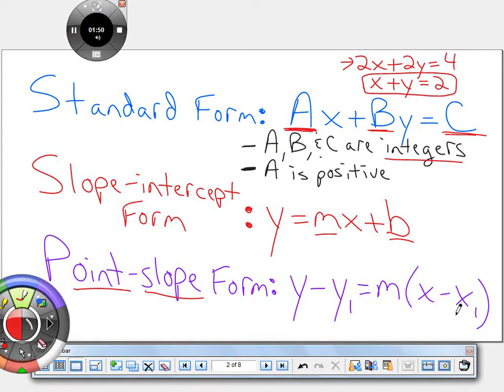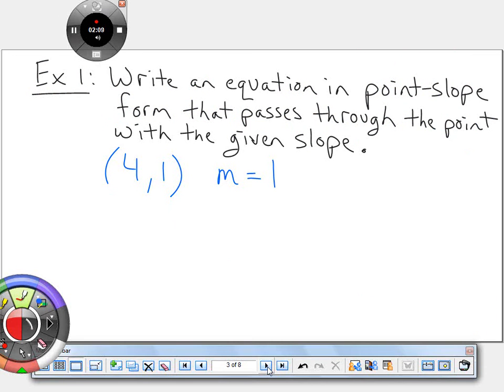When someone gives you the point, you just put it in these two spots, the little x sub 1, y sub 1. And if they give you the slope, then you just put it in that spot and you're pretty much done. You can write an equation in 2 seconds. You don't have to find the whole b business like we do for the slope-intercept form. So let's try an example of that.